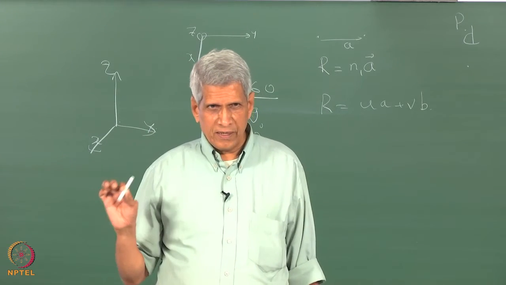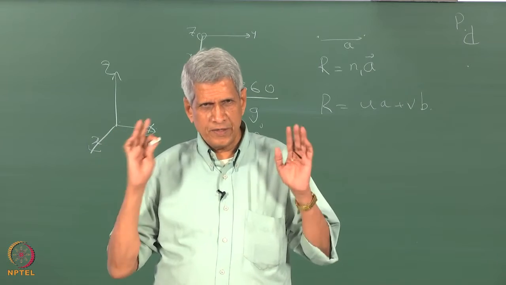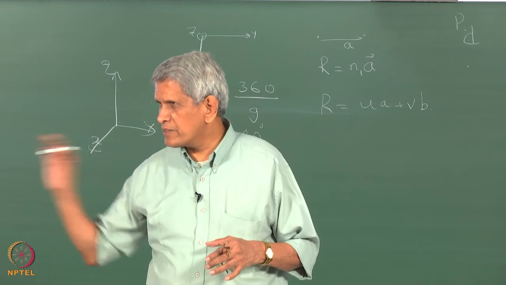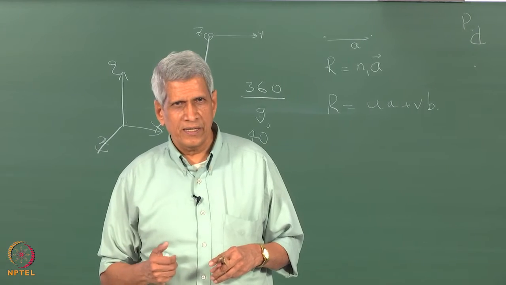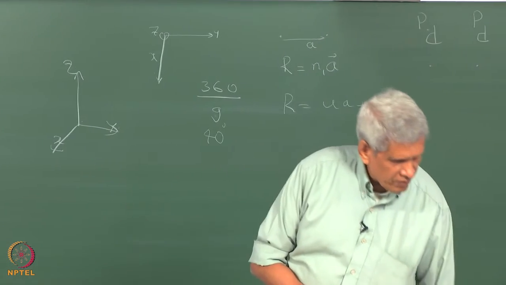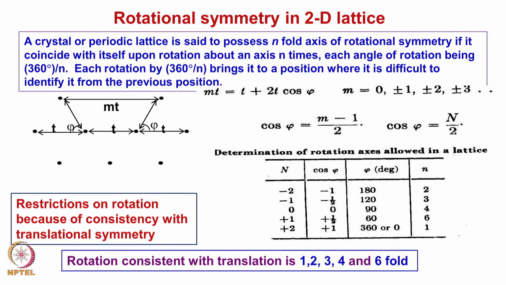But if a translational symmetry is associated with a two-dimensional lattice, is it possible to have this sort of symmetry or not? There are some restrictions. Not all rotations are consistent with translational symmetry. How many of them we can have can be understood from this slide. Here I have taken a lattice, and this is the translational periodicity. I have rotated this by an angle phi here and rotated this by an angle phi at this point, and assume it has come to another lattice point matching with it.